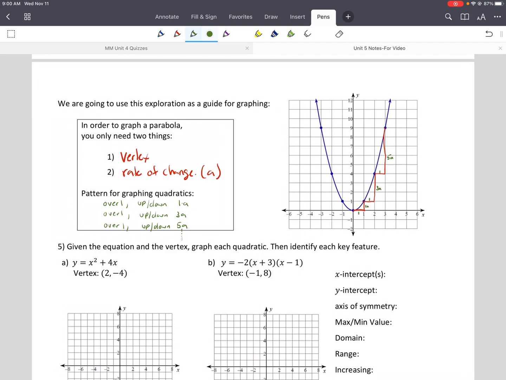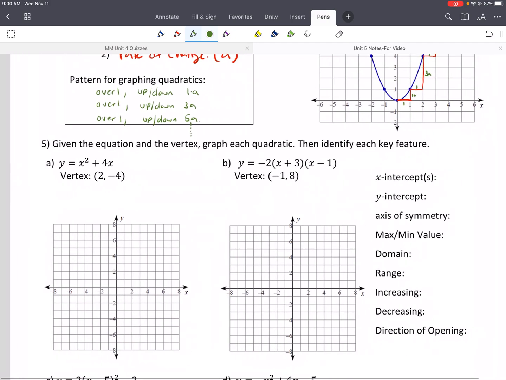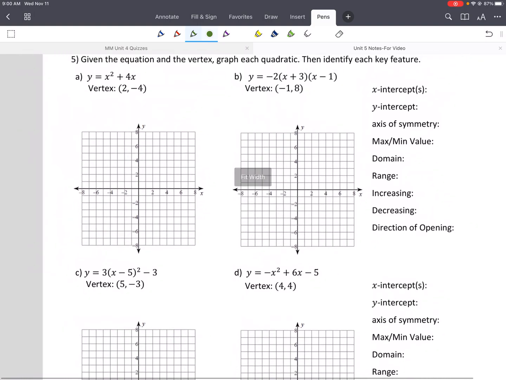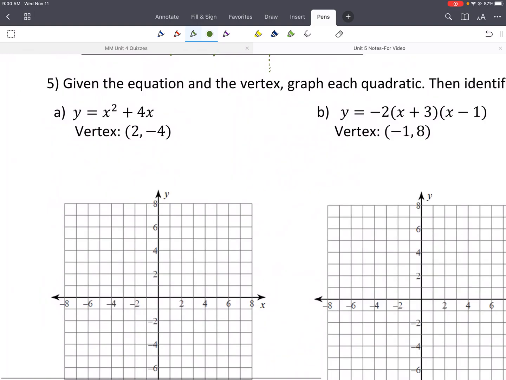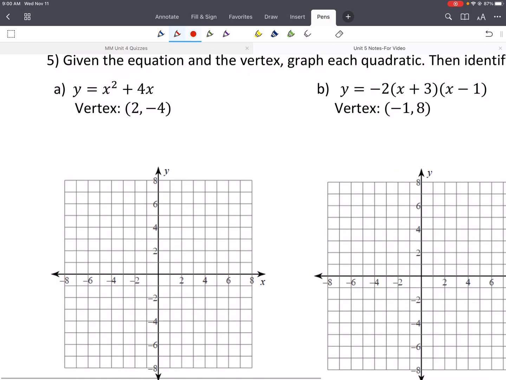All right, so, okay, so let's just do some examples and see what we can come up with. Okay, so again, we need to have the vertex, and the rest of our unit, we're going to be focusing on trying to find the vertex in different forms. Okay, but here we're just going to start by, I'll give you the vertex, and then we want to find the growth pattern. So here we have our vertex. We can plot that straight up. So 2, negative 4, sorry.